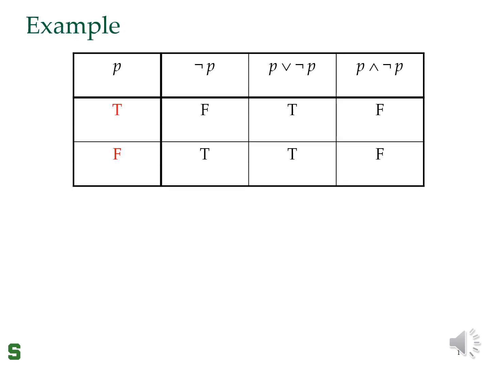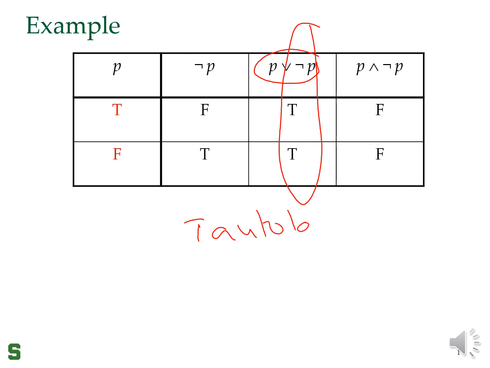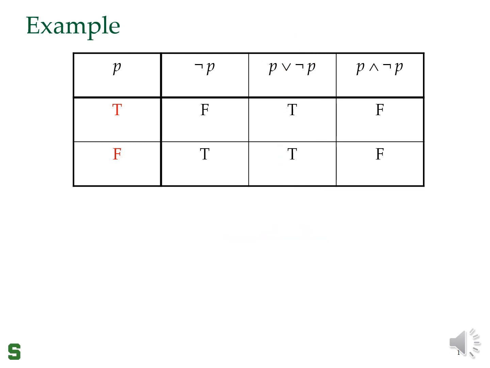So, a few examples of tautologies and contradictions. Here we have one proposition P, and we have created the formula P or not P. If I look at the truth table, I see that all the entries are true. This will make it a tautology. On the other hand, if I look at the other one, P and not P, here all the entries are false. This will make it a contradiction.